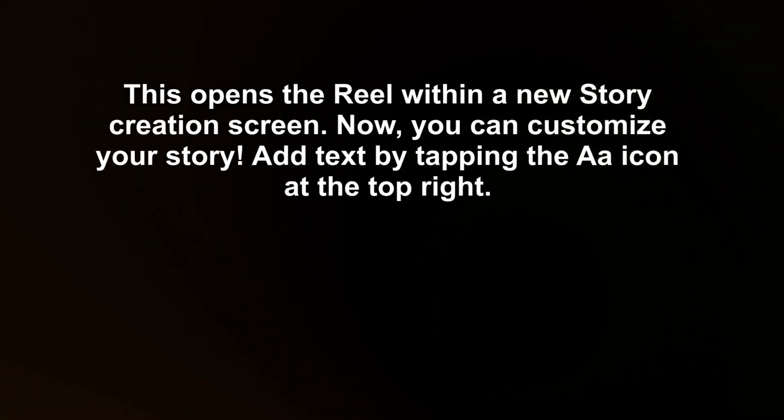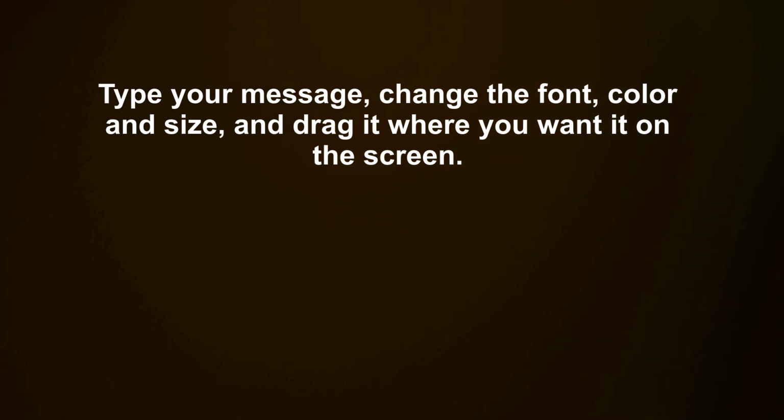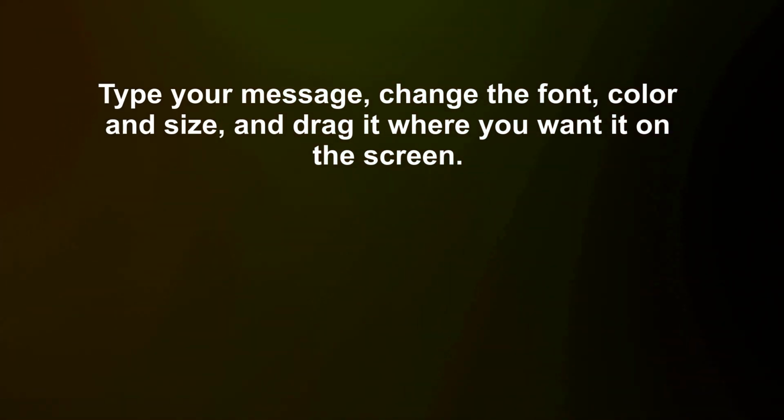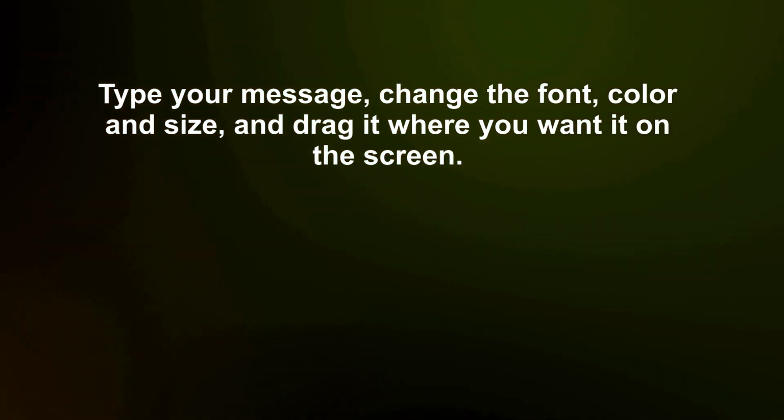Add text by tapping the AA icon at the top right. Type your message, change the font, color and size, and drag it where you want it on the screen.